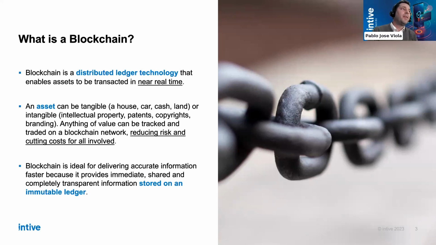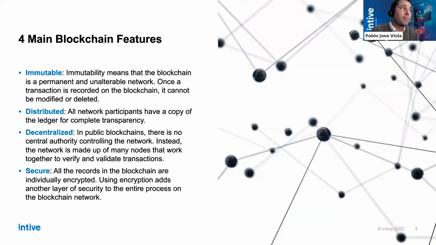And being immutable is one of the main features of blockchain. It means that we cannot modify or delete a transaction as if it never happened. If we want to revert a transaction, we need to create the opposite transaction. But we are going to have track of both of them.